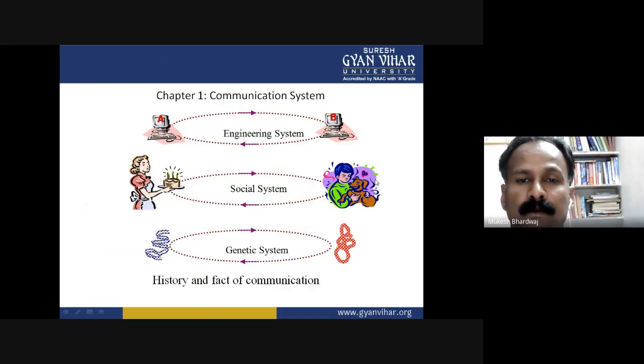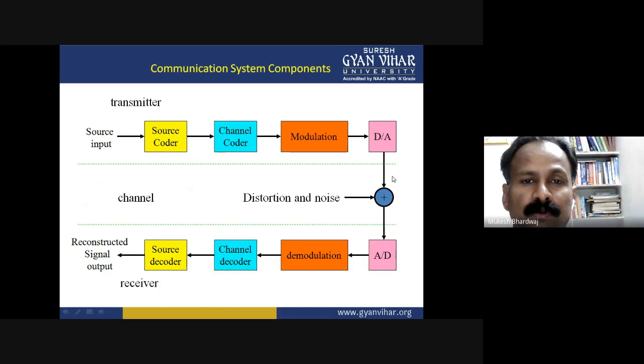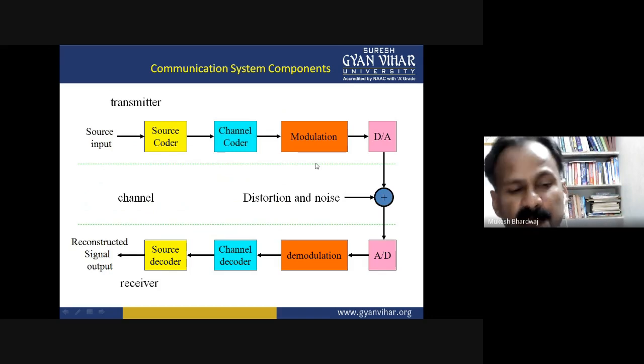Communication system, engineering system, social system and genetic system. So, the history and facts of communication, in any sense, we have been using communication from a very early time. So, this is the communication system components.